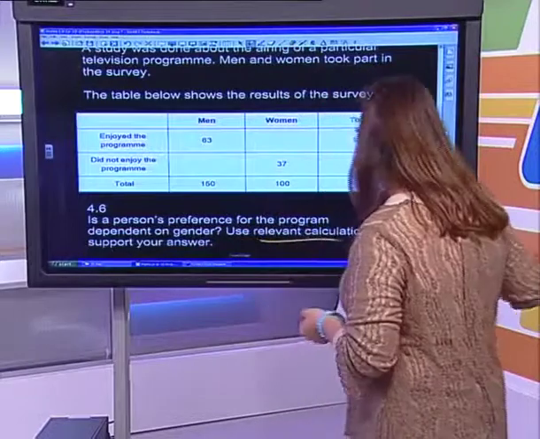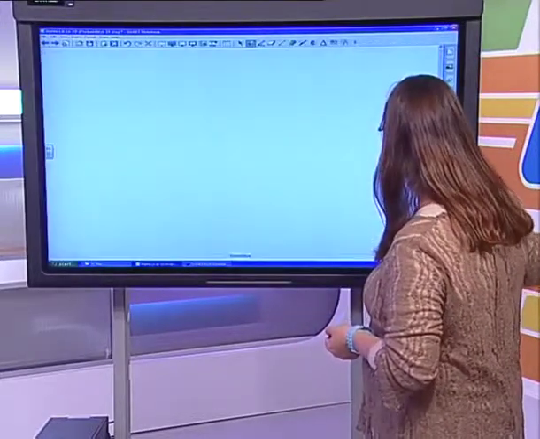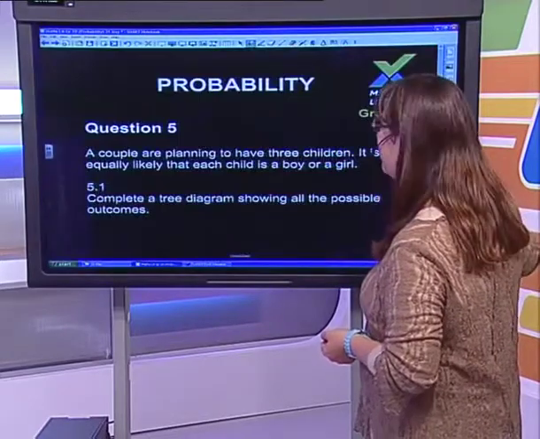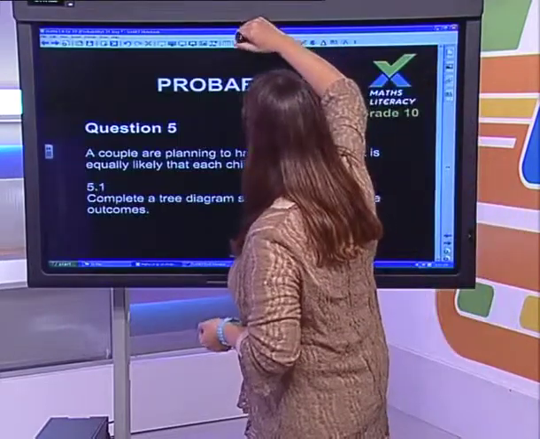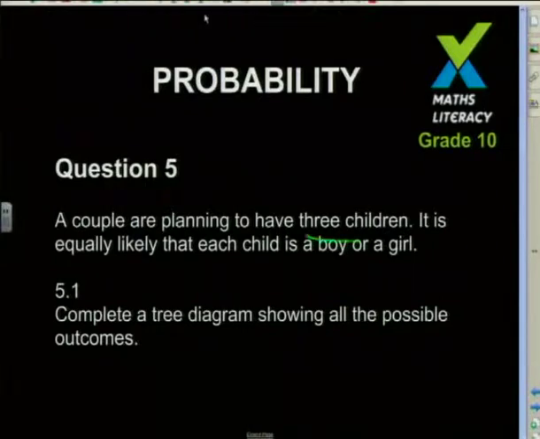Okay, we'll move on to the next question. Question 5. Sure, we've got time to do this last question. A couple are planning to have 3 children. It is equally likely that each child is a boy or a girl. So what do we have?